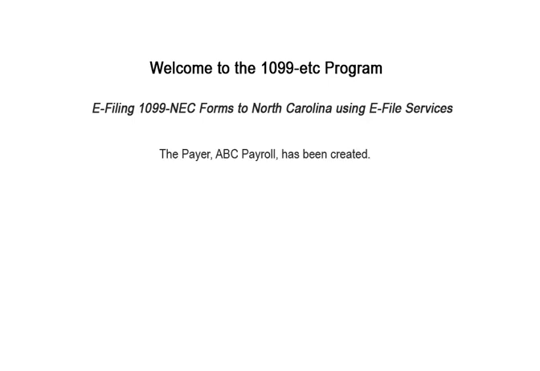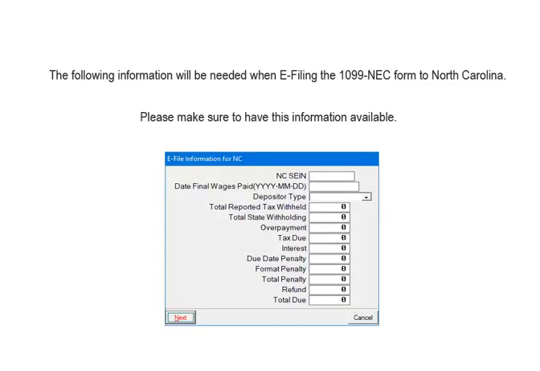To begin, the payer ABC Payroll has been created, and the 1099 NEC form data has been entered. The following information will be needed when e-filing the 1099 NEC form to North Carolina. Please make sure to have this information available.